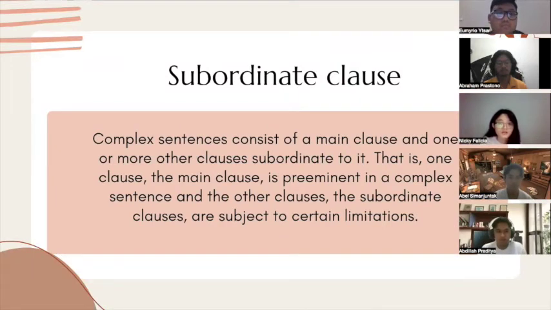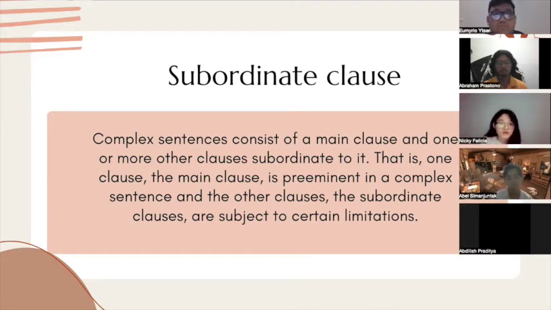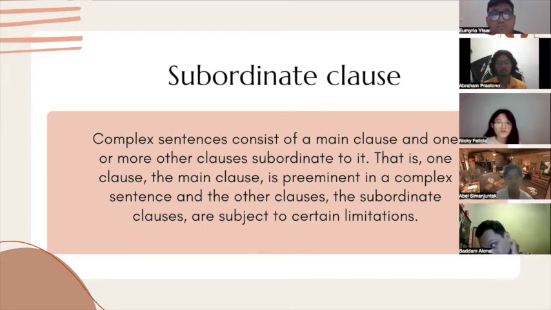Next is about subordinate clause. The complex sentence consists of a main clause and one or more other clauses subordinate to it. That is, one clause, the main clause, is preeminent in a complex sentence and the other clauses, the subordinate clauses, are subject to certain limitations.